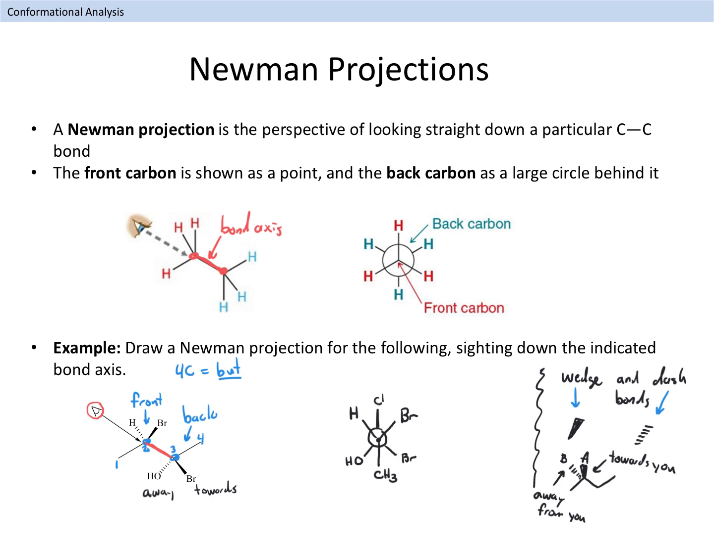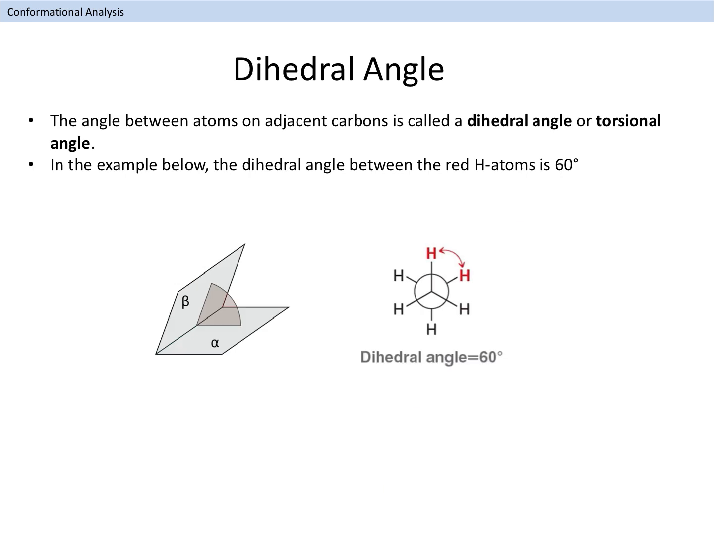Now that we have seen how to draw Newman projections, let's look at how they can be used in conformational analysis. Recall that the dihedral angle, represented by the symbol theta, is used to describe the separation between 2 groups that are attached to adjacent atoms. This angle is also sometimes called the torsional angle. Newman projections allow us to easily see the dihedral angles between various atoms within a structure.